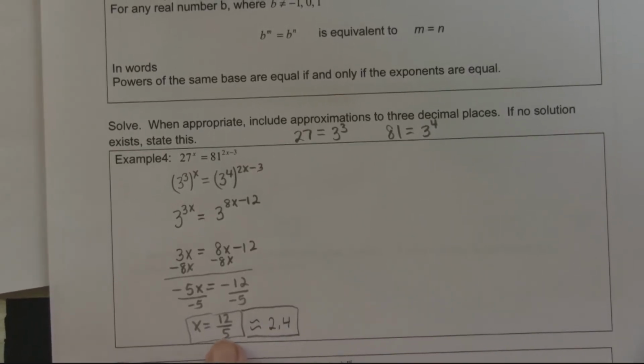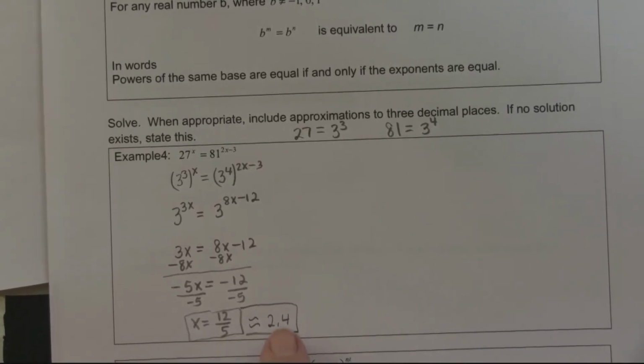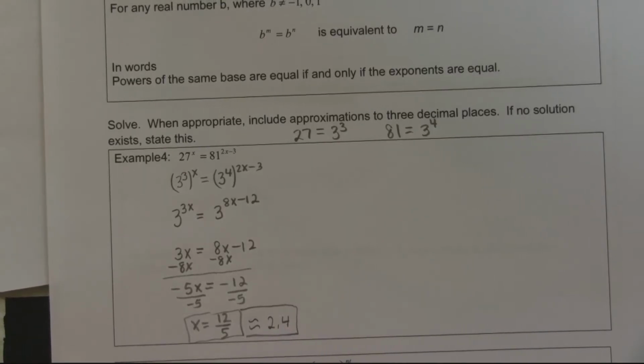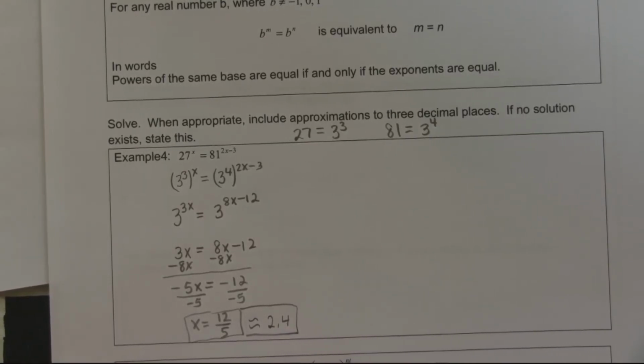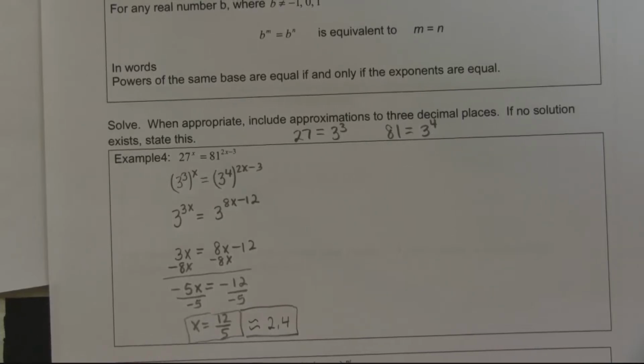So this is the exact value, 12 over 5. And 2.4 is also the exact value. And so I didn't have to round. It wasn't something that needed to be rounded. Anyway, that's how you would solve one like that.